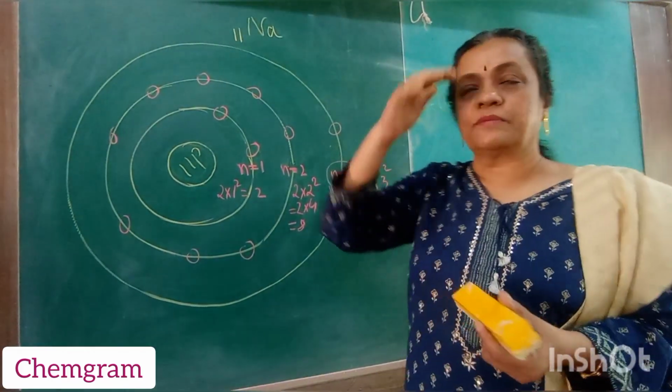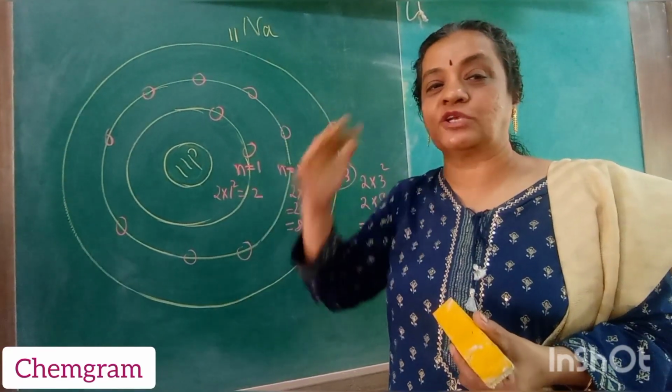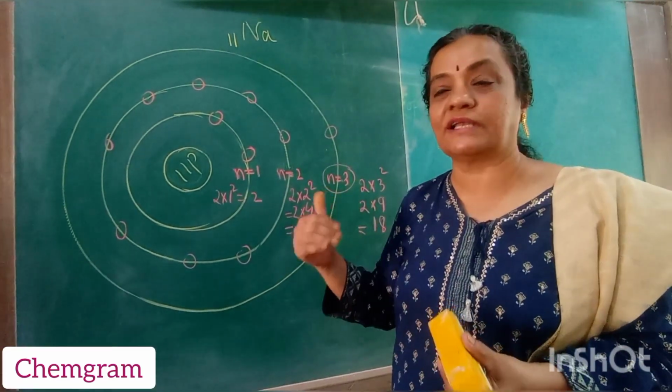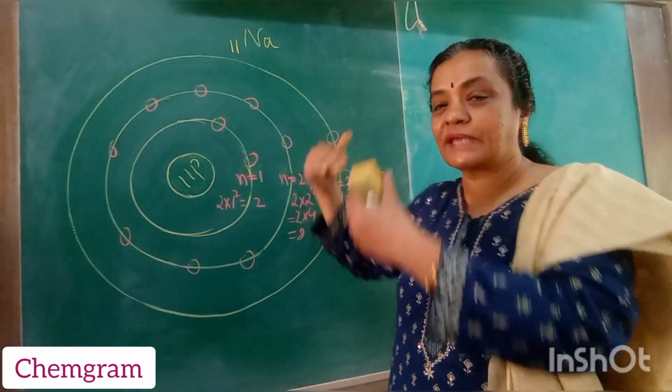Okay, so now let us quickly see another atom. तो अभी मन में बिठा के ले लो. फर्स्ट में 2 इलेक्ट्रॉन, सेकेंड में 8 इलेक्ट्रॉन, थर्ड में 18. 2, 8, 18. That is how the electrons are distributed.